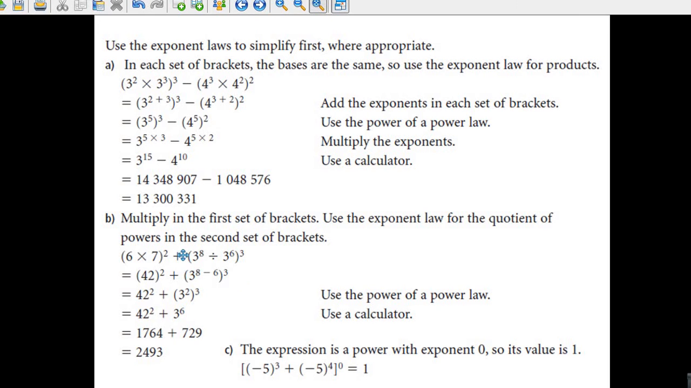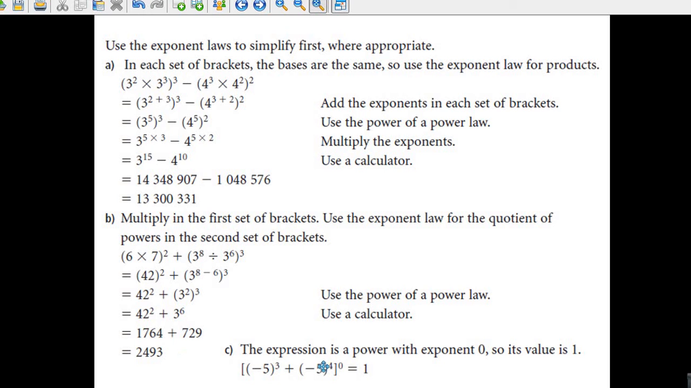Okay, let's just try the last couple questions. 6 times 7 squared. You know, it's a lot smarter just to make it 42 squared. 3 to the 8th divided by 3 to the 6th. 3 to the 8 minus 6 is 2. And 3 to the 2, cubed, is 3 to the 6th, because you multiply exponents when you put a power to a power. Now 42 squared, your calculator gives you that. 3 to the 6th, your calculator gives you that. And you can add it and get that.